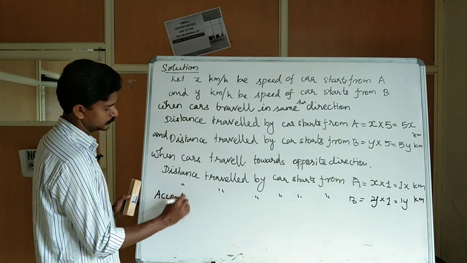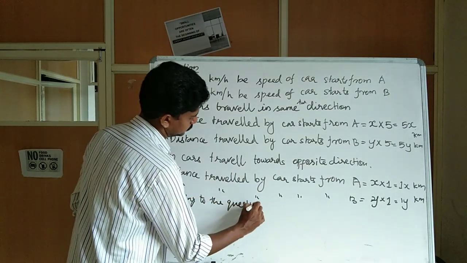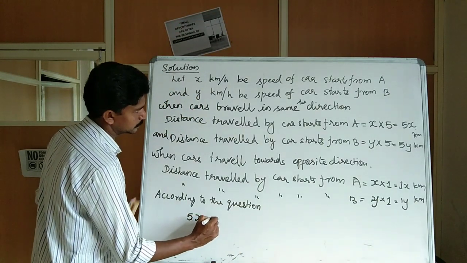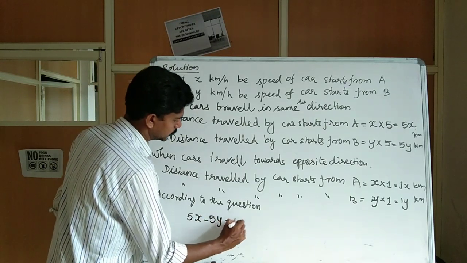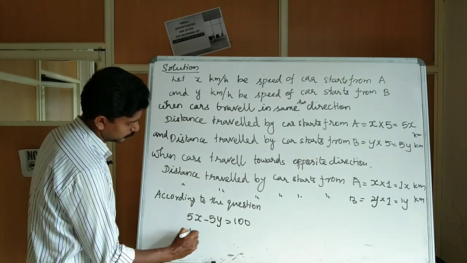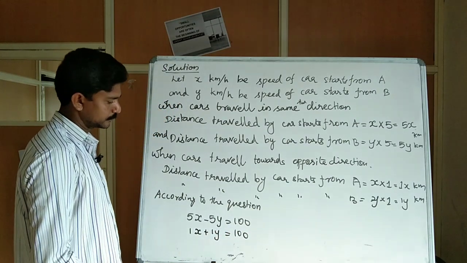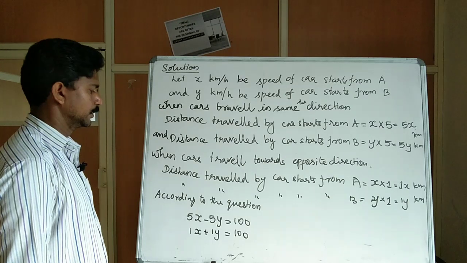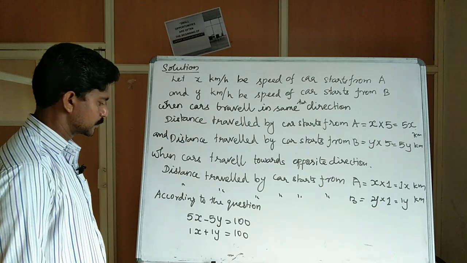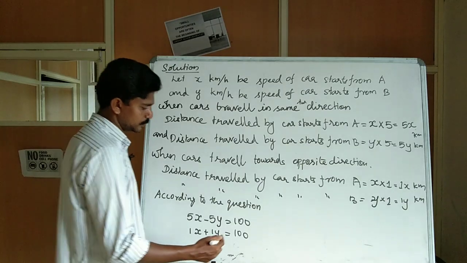So according to the question, 5x minus 5y is equal to 100. The second one, 1x plus 1y is equal to 100. Now we can use the elimination method to find the values and solve these two equations.